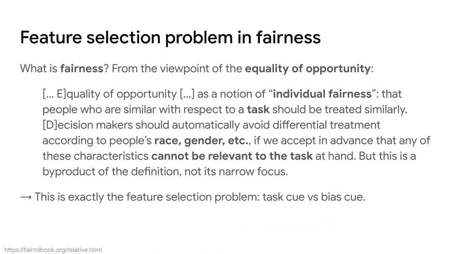And I'd like to mention briefly a feature selection problem in fairness as well. I'd like to say this is fundamentally the same problem, because before that, I'd like to define the equality of opportunity perspective. It's a notion of individual fairness: people who are similar with respect to a task, right? So there are some task-related factors of variation. If they are equal from that perspective, then they should not be treated differently according to other sensitive attributes like race, gender, you name it, right? And this is exactly the case when you have to select the right features or make the model select the right features.